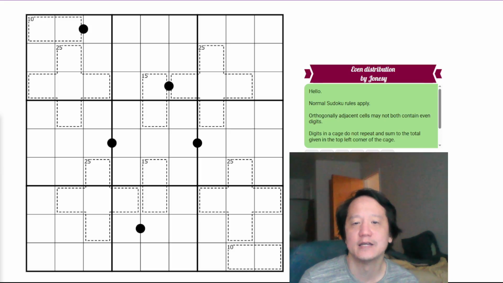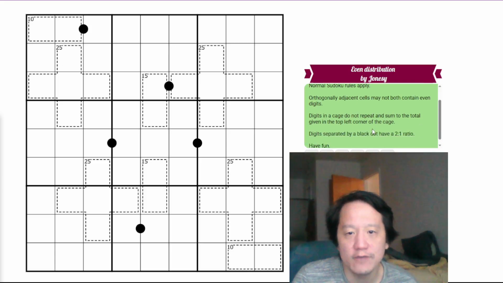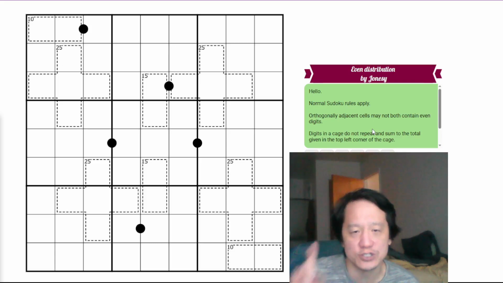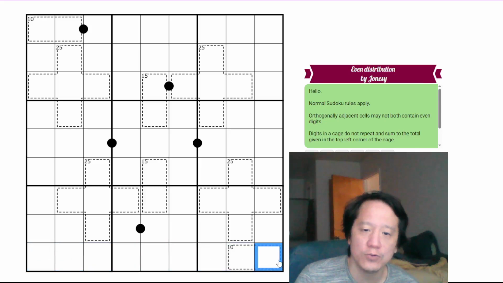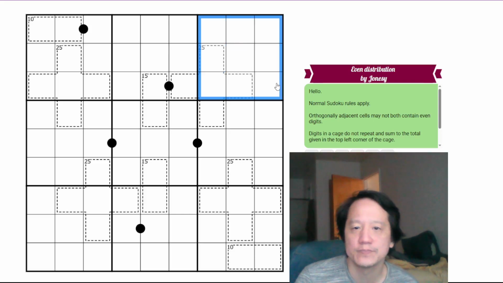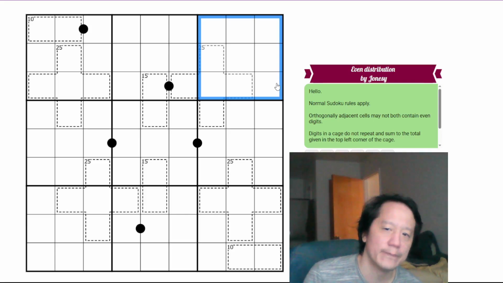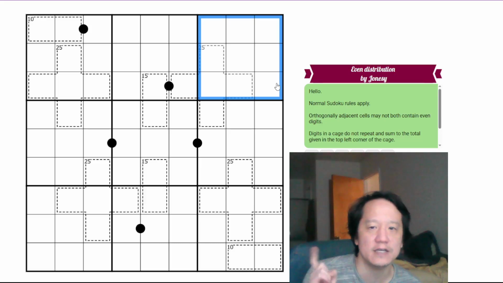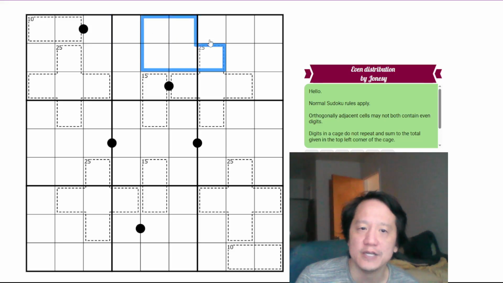Normal Sudoku rules apply, which means in every cell in the grid, place a single digit from 1 through 9 such that there are no repeats in any row, column, or designated 9-cell region. Orthogonally adjacent cells may not both contain even digits. So no even digits can share an edge with another even digit. Interesting.